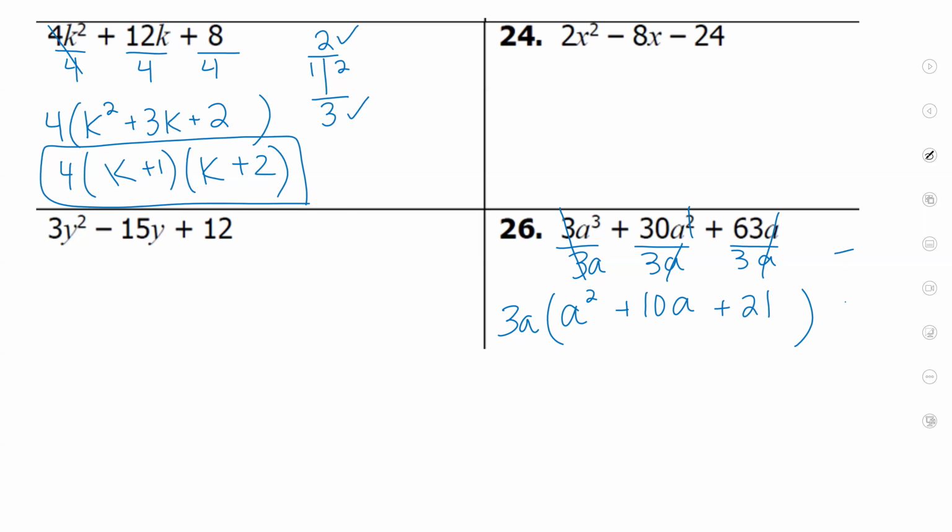Now we'll go ahead and factor. 2 numbers that multiply to 21 but add to 10 are 7 and 3. 7 times 3 is 21, but if you add them, you get 10. So my answer will be 3a on the outside, and my factors are a plus 7, a plus 3.